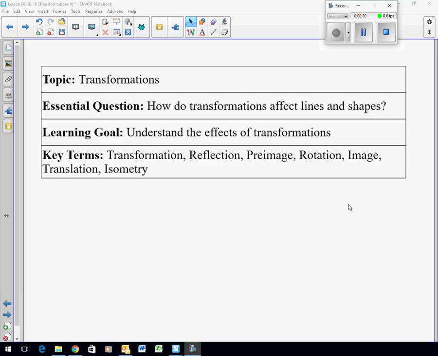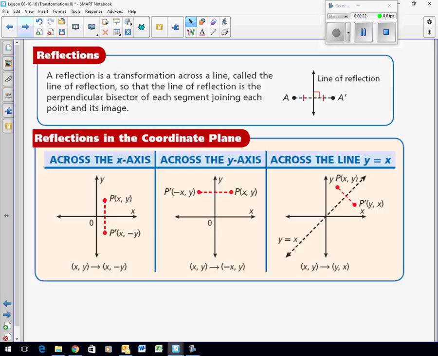Part 2. Okay. So it's just different ways to look at this. Okay. First off, we have a reflection.